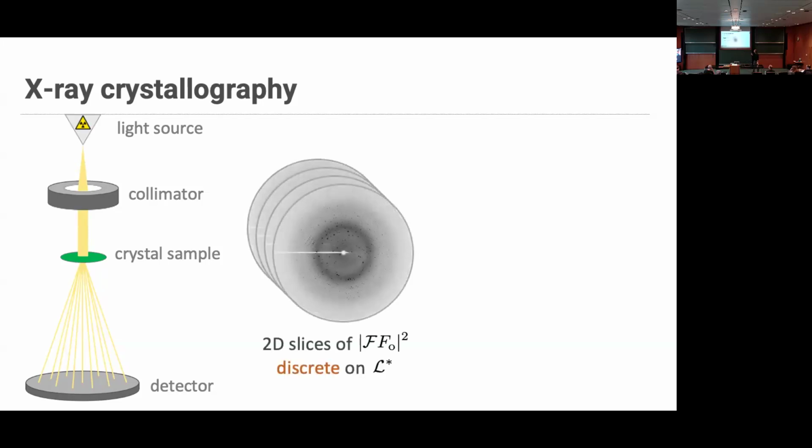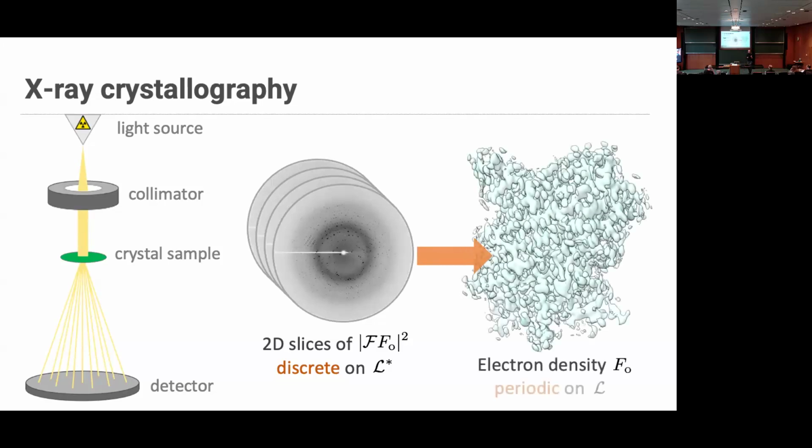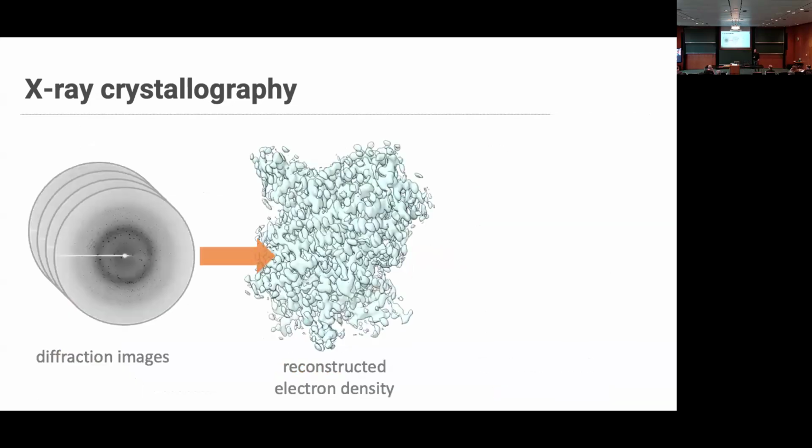So these diffraction patterns will actually be two-dimensional slices of projection of the Fourier transform, but you don't image the phase. You only see the absolute value squared of the Fourier transform. Because the function that we are imaging, the physical property that we are imaging, is the electron density. It is periodic on the crystal lattice. The Fourier transform will be discrete on the reciprocal lattice, right? So I'm not going to talk about recovering the phase. It's a complicated problem, but let's assume that what we start with is this reconstructed electron density.